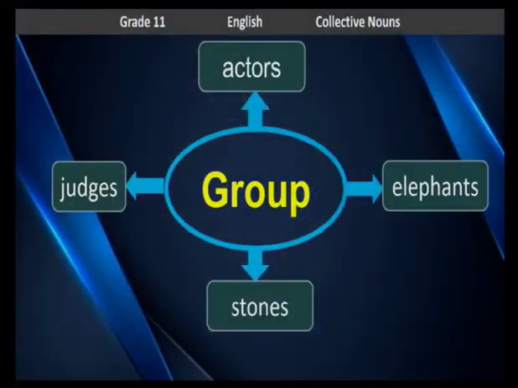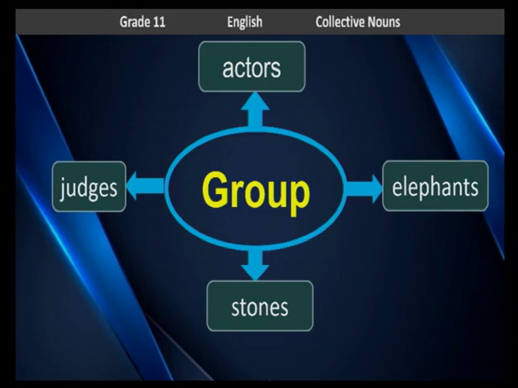Today we are going to talk about one of the most commonly used words, group. We use the word group in our day-to-day language. We talk about different collections with the use of the word group. A group of elephants, a group of actors, a group of judges, a group of stones. Do you think that they are correct? Yes, all of them are groups, but I think there are different words to name them.